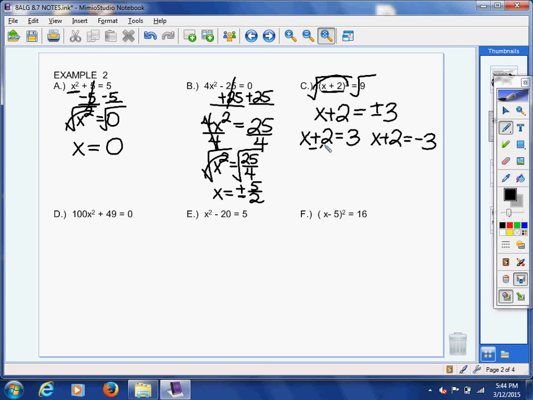So now we're going to subtract 2. One of my zeros is going to occur at positive 1, and my other 0 is going to occur at negative 5. And there's my two zeros. Okay? So hopefully I've explained myself really well to you. You want to get your squared variable, or if it's a quantity, get the squared quantity by itself on one side, and then get your constant on the other side.